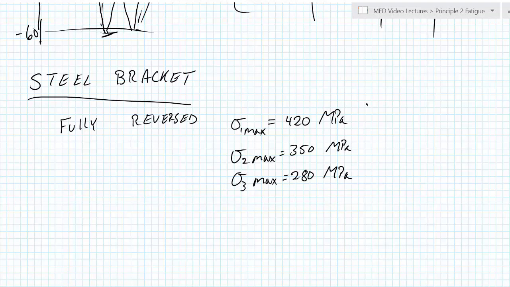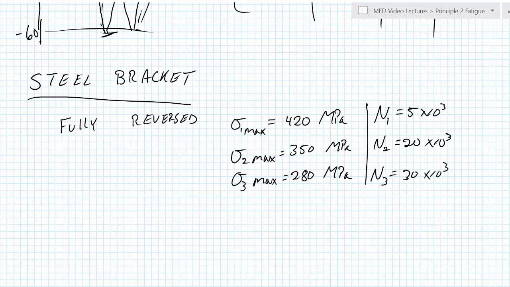So the number of cycles we want this thing to last at each of these is we expect this to go 5,000 cycles at this loading. At the second loading, we want it to go 20,000 cycles. And at the third type of loading, we want it to go 30,000 cycles. And these are all cycles.